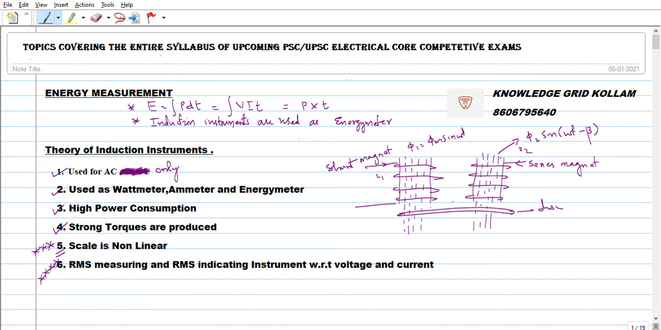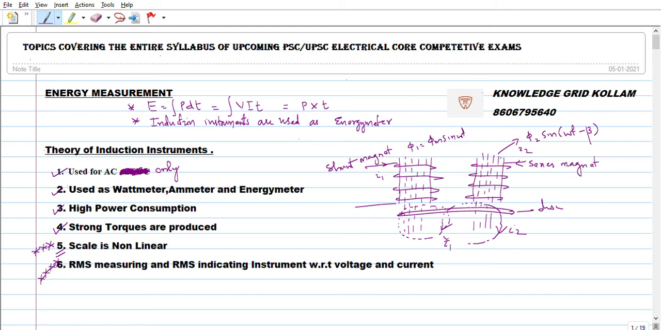Therefore, circulating current is flowing through the disc. I am representing the current produced by the shunt magnet as I1, and the current produced by the series magnet as I2. So these are the circulating currents. How are the circulating currents produced? Because of the interaction of sinusoidal or alternating flux with the rotating disc.